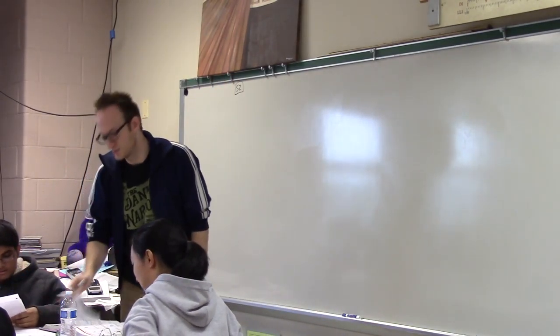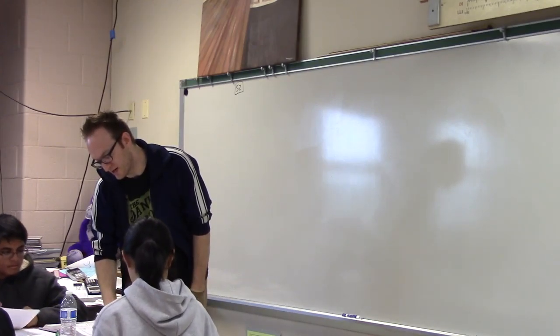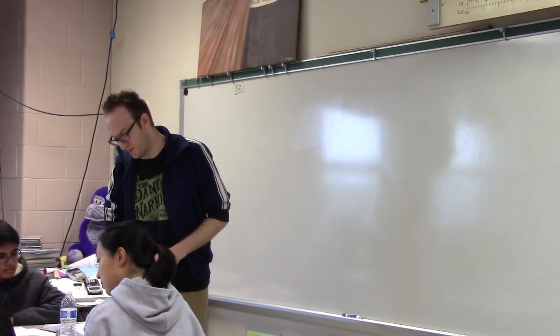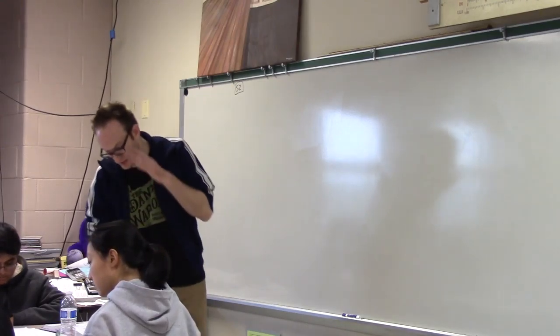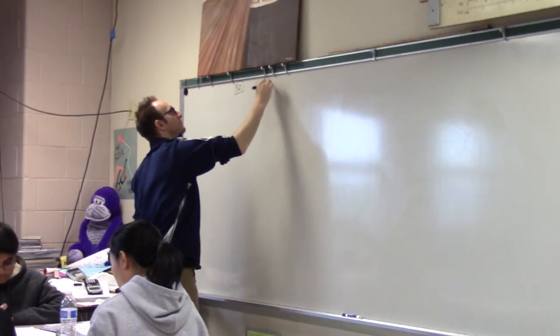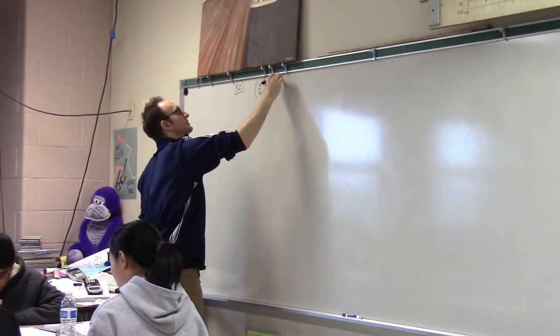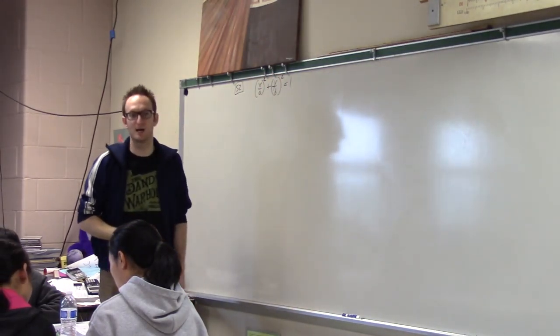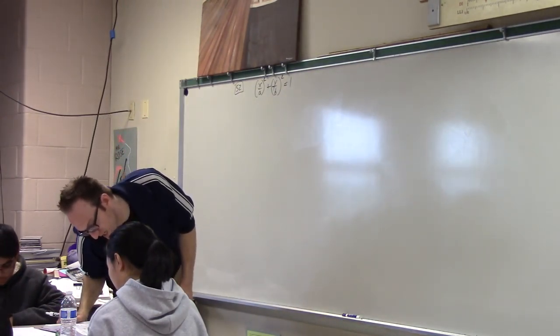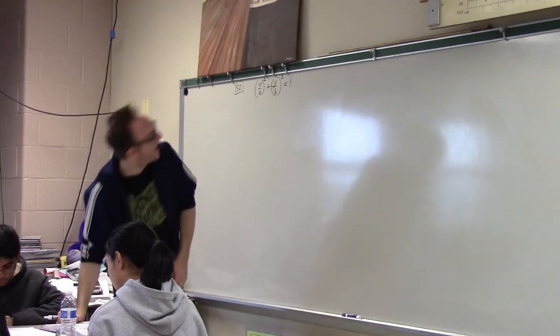All right, so 52, very exciting problem. 52 says, find the volume of an ellipsoid. And specifically it says, take x over a squared plus y over b squared equals 1. And that's an ellipse. And then rotate it. Specifically it says rotate it about the y-axis.